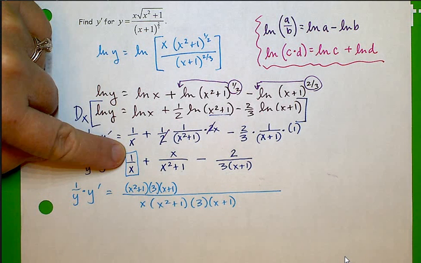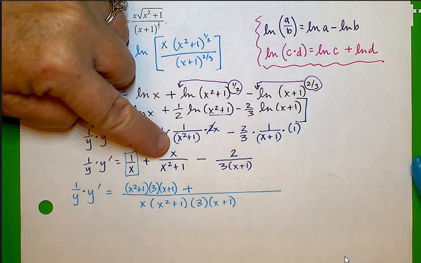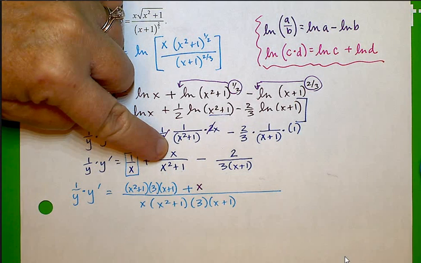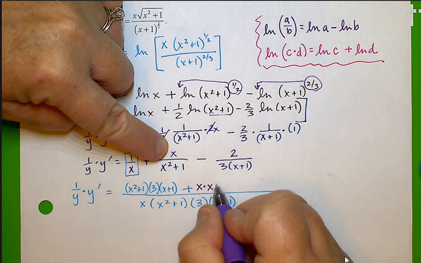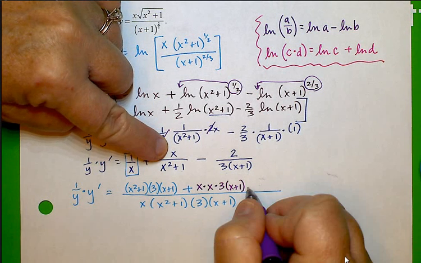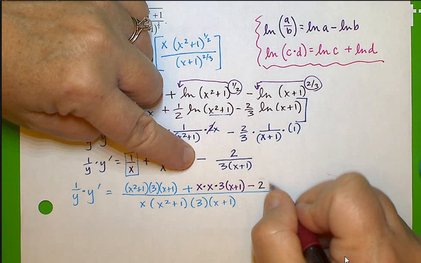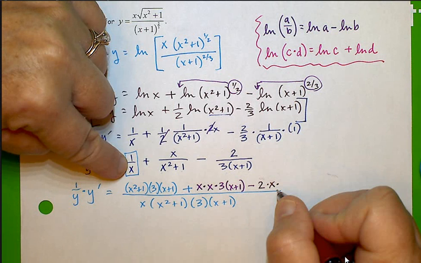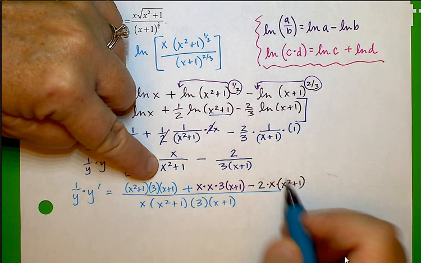That's my first piece. This term, to make this common denominator, I have the x from the original fraction. I need to multiply by this x. I need to multiply by this denominator, 3 times x plus 1. For the third piece, I'm going to go ahead and put my minus sign there. I've got a 2 up top already. For this one, I need this denominator and that denominator. So x is the first denominator I need. X squared plus 1 is the second. Just making a common denominator. Let's clean it up.